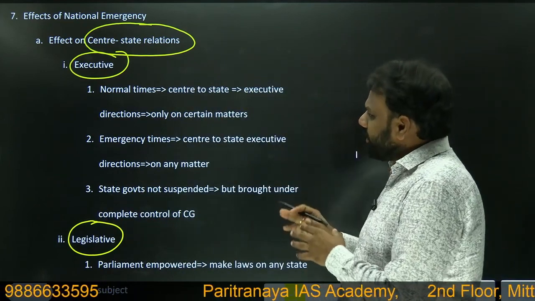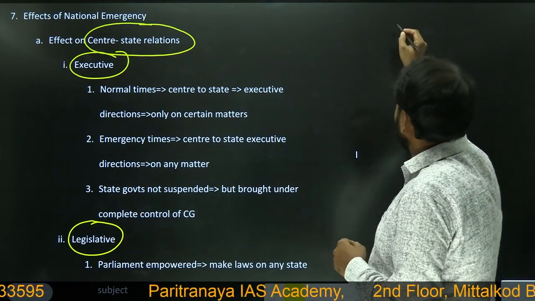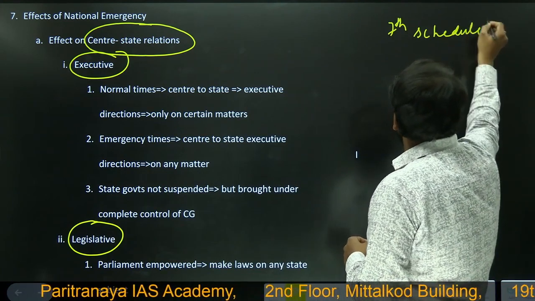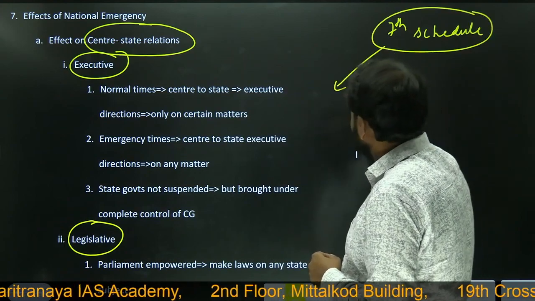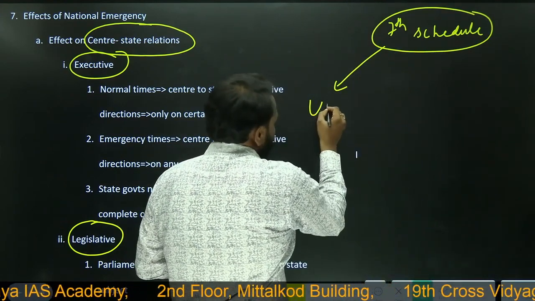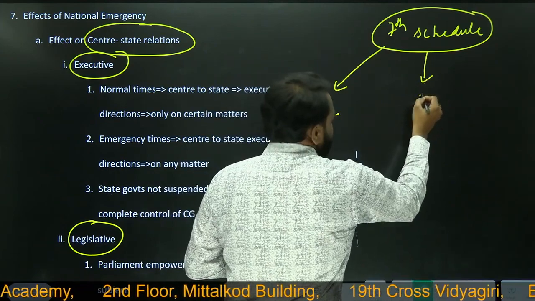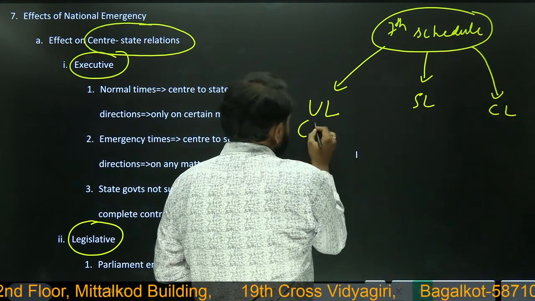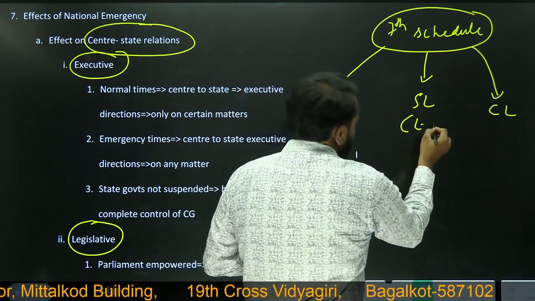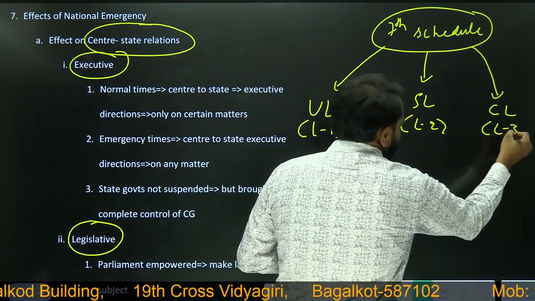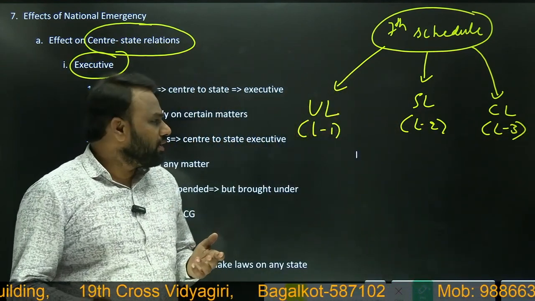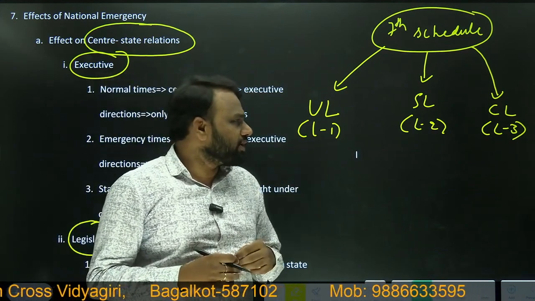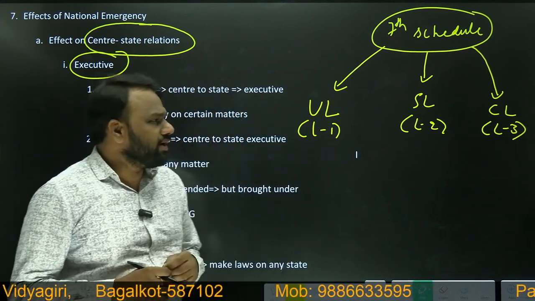Now when it comes to legislative relations and executive relations, we have already seen that as per the 7th Schedule of the Constitution, it consists of 3 lists. The first list we call the union list, the second list the state list, and the third list the concurrent list. So here it is list 1, list 2, and list 3. We have also seen the subjects which fall under the union list, the state list, and the concurrent list.